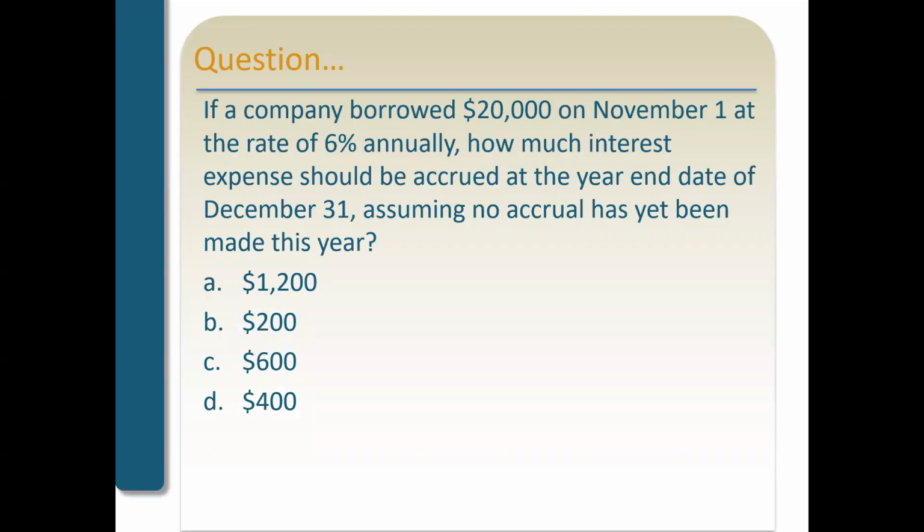Guys, let's try to do this one. If a company borrowed $20,000 on November 1st at the rate of 6% annually, how much interest expense should be accrued at the year-end date of December 31st, assuming no accrual has yet been made this year? So basically, they're wanting to know how much interest would be shown for 2 months. Okay?